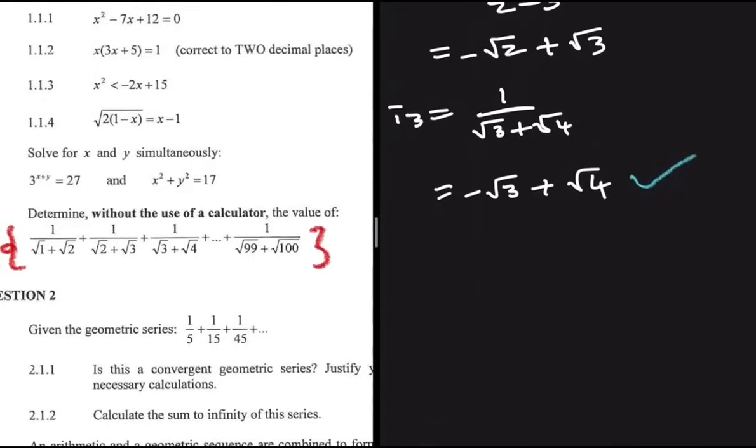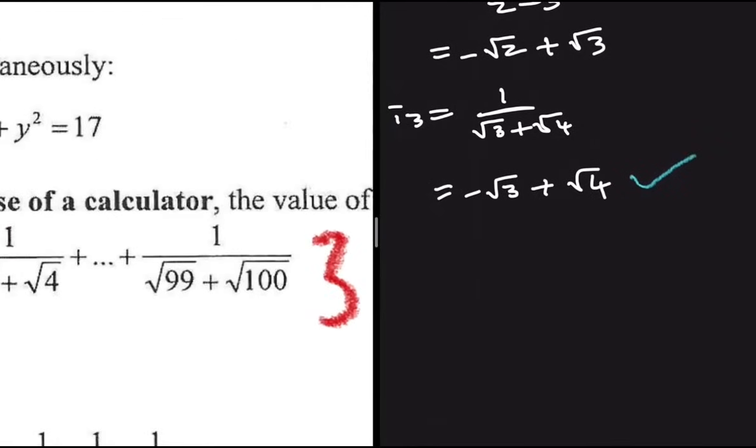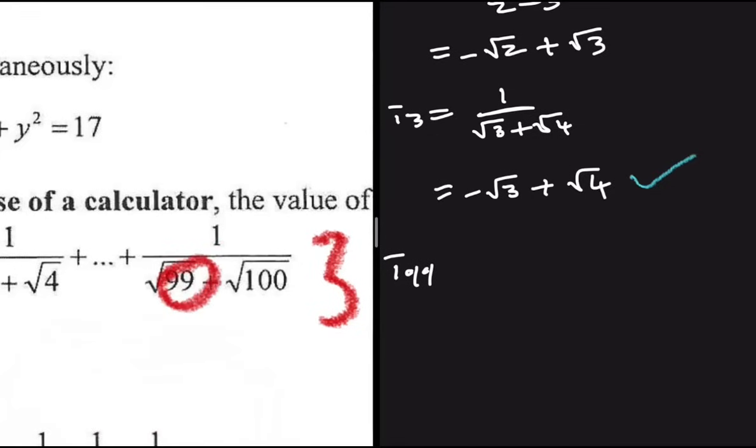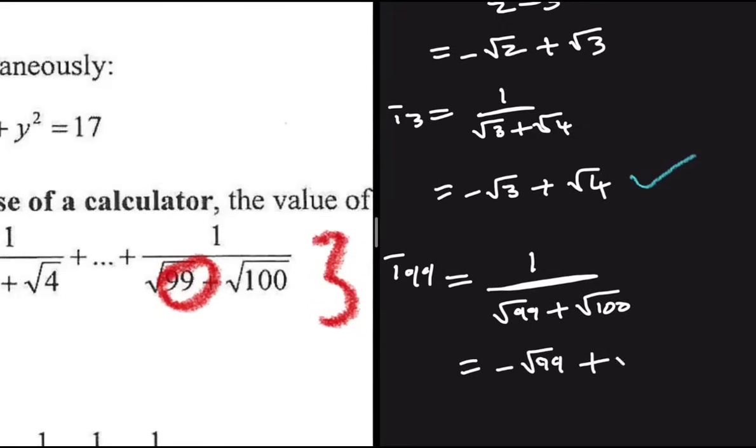Now we just need the last term, which is actually T99, because we can see here we have 99. So it will be T99. If we do the same thing we've been doing for T99, we're going to have 1 divided by square root of 99 plus square root of 100. And then this will give us minus square root of 99 plus square root of 100. Right, so now we have our terms rationalized.